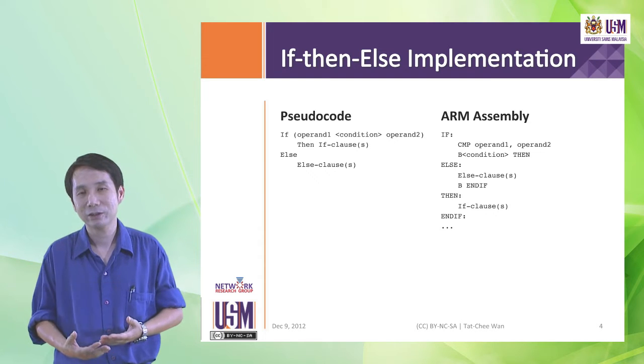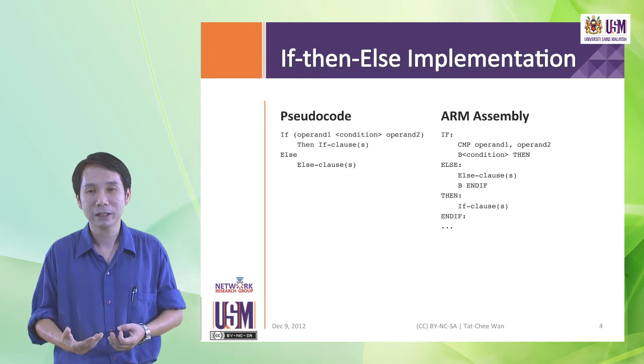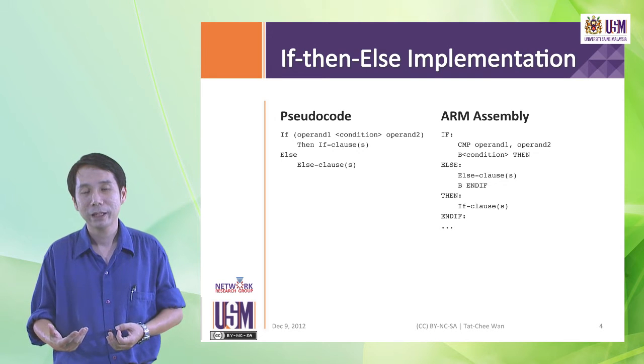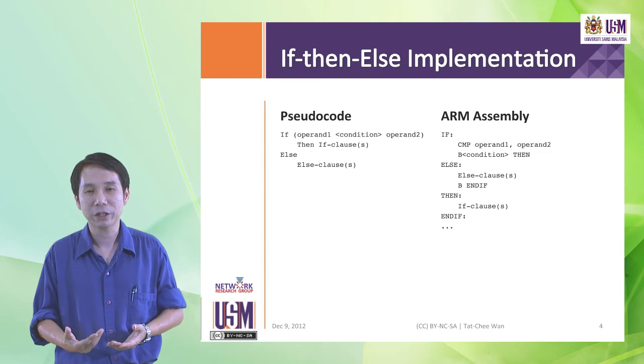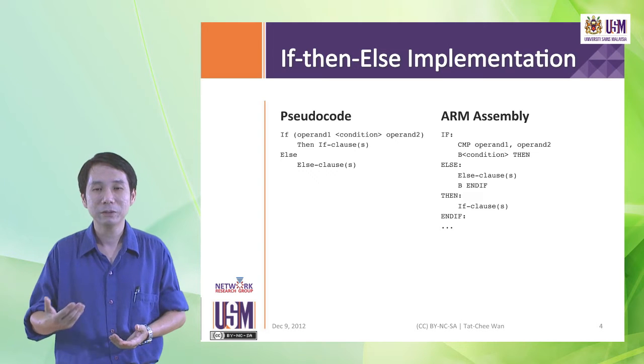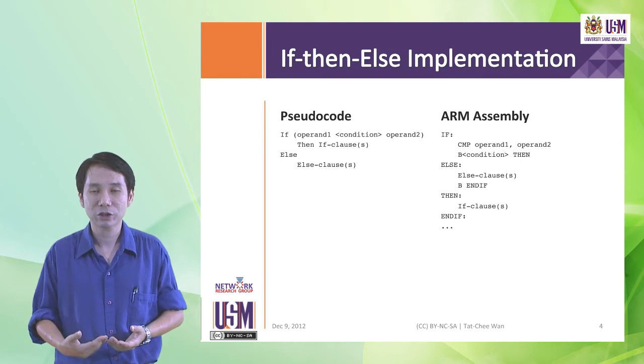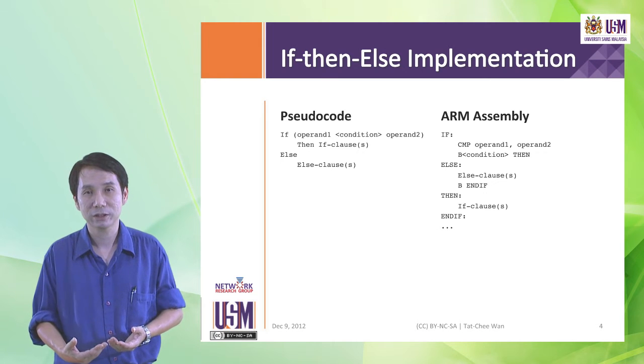This can be translated to ARM assembly language in the panel on the right. In the if portion, we will first perform the comparison statement between operand 1 and operand 2, and based on the outcome of the comparison, we will have a conditional branch using the condition specified by the expression previously, so that if it is true, then we will jump to the label then, at which point we will execute the instructions related to the if clauses.